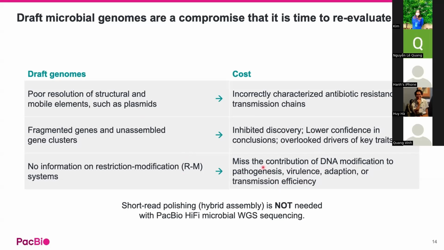By using HiFi sequencing, because the HiFi long reads are also highly accurate, we are able to sequence through all these difficult-to-sequence regions, repetitive regions, as well as genes, because our reads are 15 kb, right? So we will usually sequence through the genes themselves, and like I mentioned, on the epigenetic side as well, we are able to look at the RM motifs. And with PacBio HiFi microbial whole genome sequencing, you do not need short read polishing.